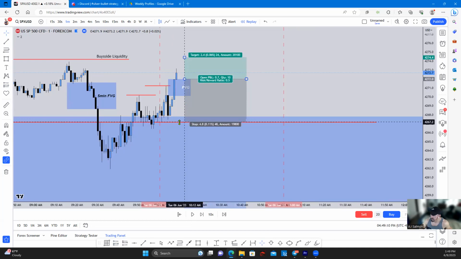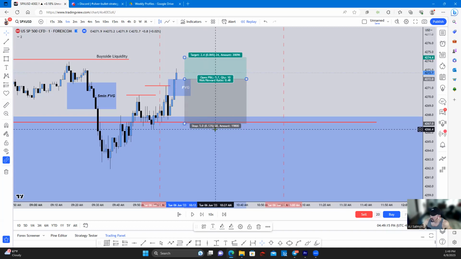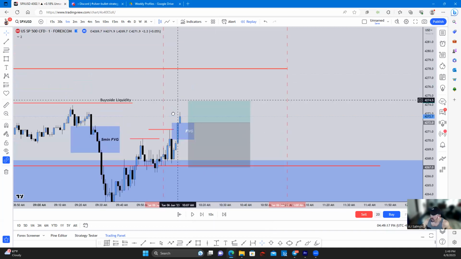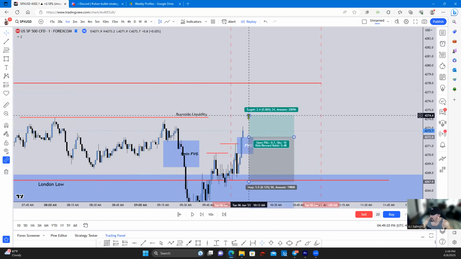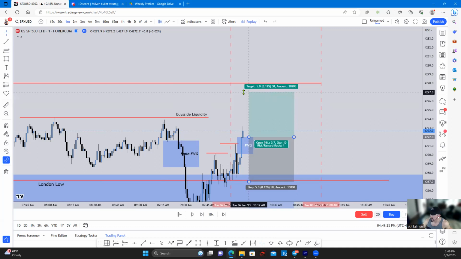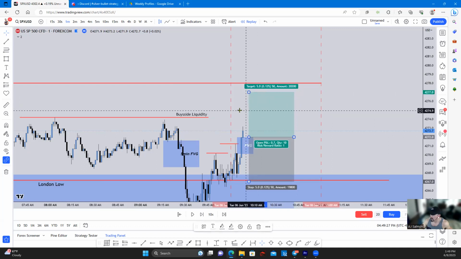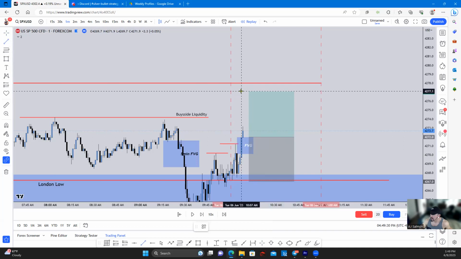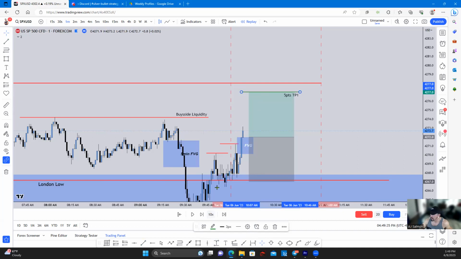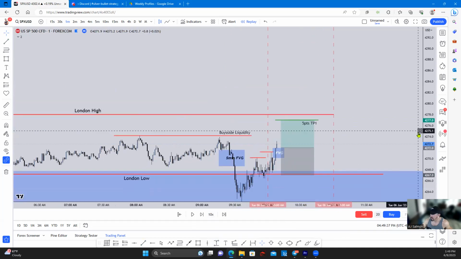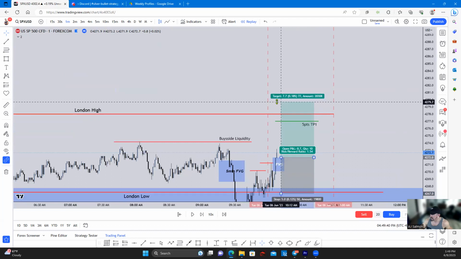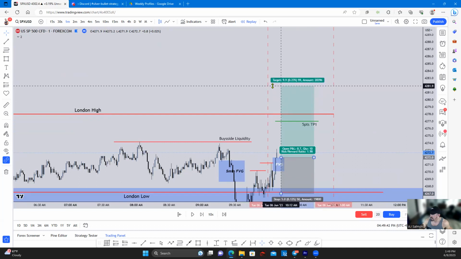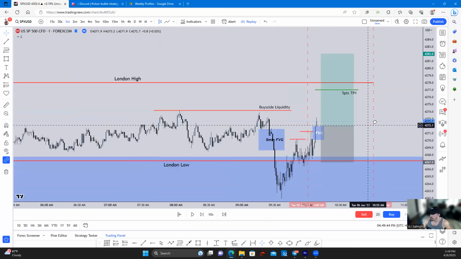Your stops would be at 5 points here, 5 points or 50 pips. Okay. And our first target, we know we want to take out buy side, but we have the London highs here. So 5 points there for a 1-to-1. Okay. So this could be used as a take profit 1 for 5 points, and then potentially 10 for a 1-to-2. Okay.